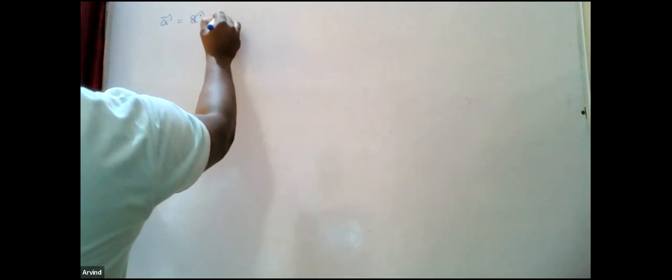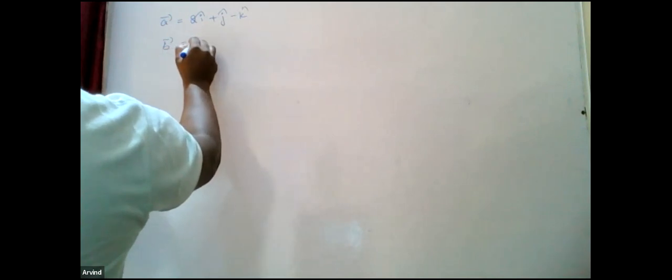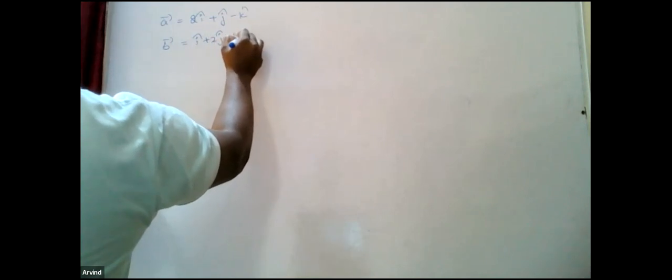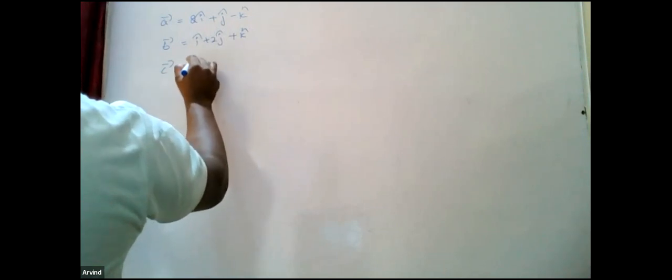I hope you guys know how to find the scalar triple product. So if vector A is 2i cap plus j cap minus k cap, and B is i cap plus 2j cap plus k cap, then vector C is i cap minus j cap plus 2k cap. Then what is A dot B cross C? That is scalar triple product. First question, try this. This is from the year 2001.